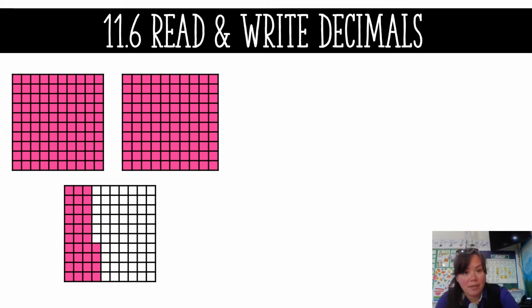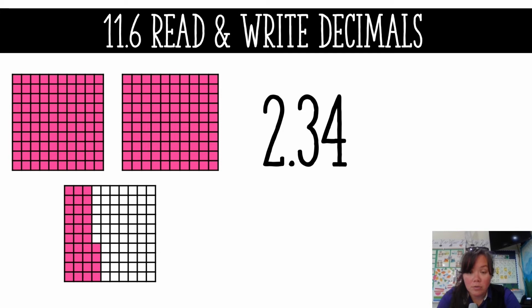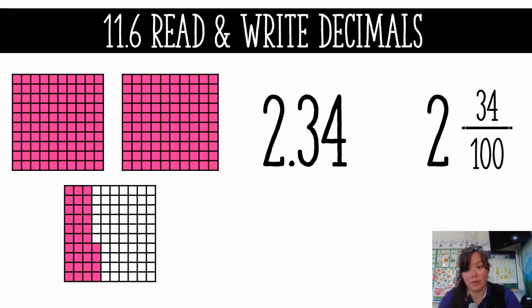Last example for this, you've got 2 whole squares completely covered, plus 10, 20, 30, and 4, plus 34 hundredths. So I'm going to have 2 wholes and 34 hundredths. It should be written out 2.34. My fraction should be 2 wholes and 34 hundredths. That's my mixed number there in fraction form. Okay, so hopefully this makes sense to you and you can use it on your test.